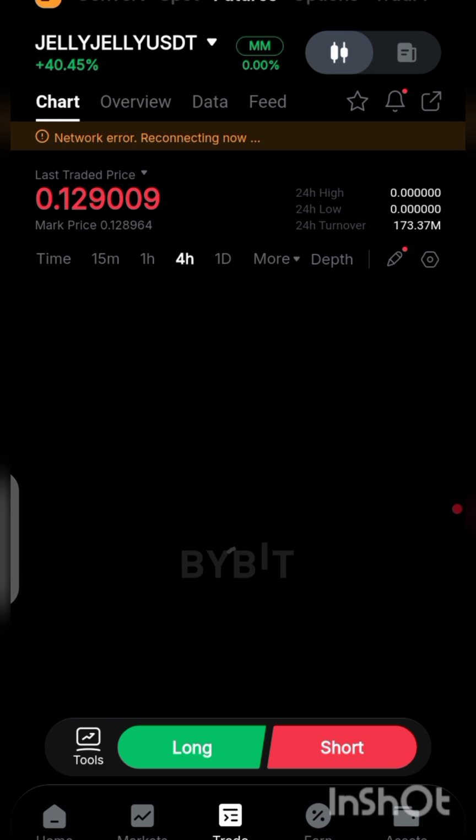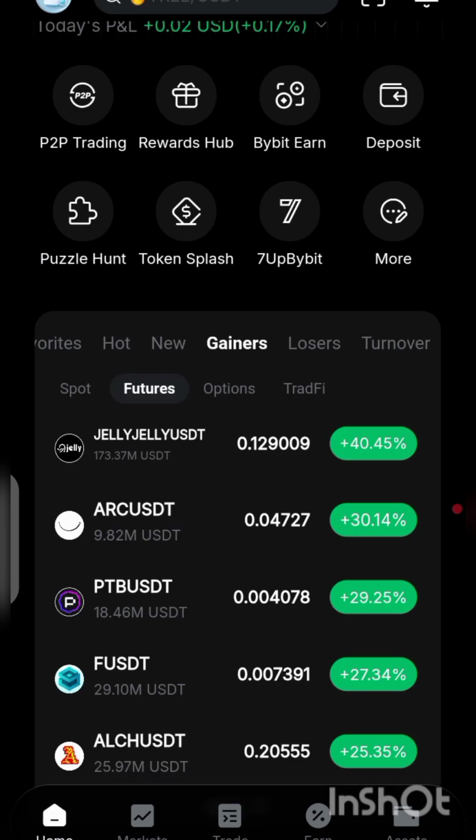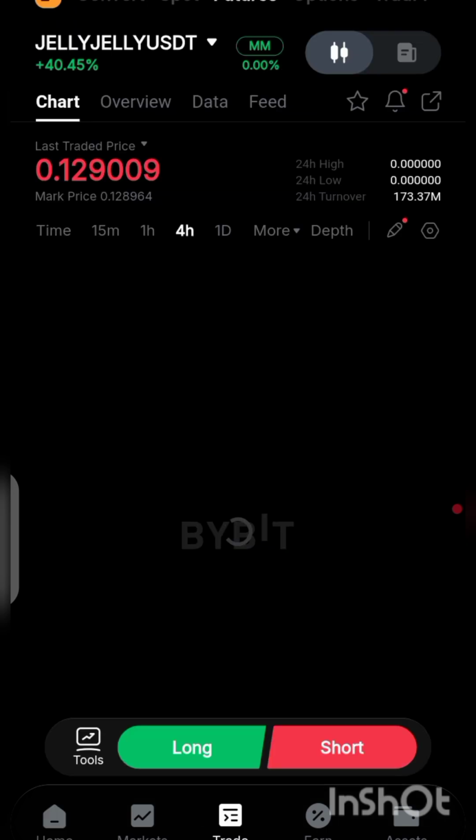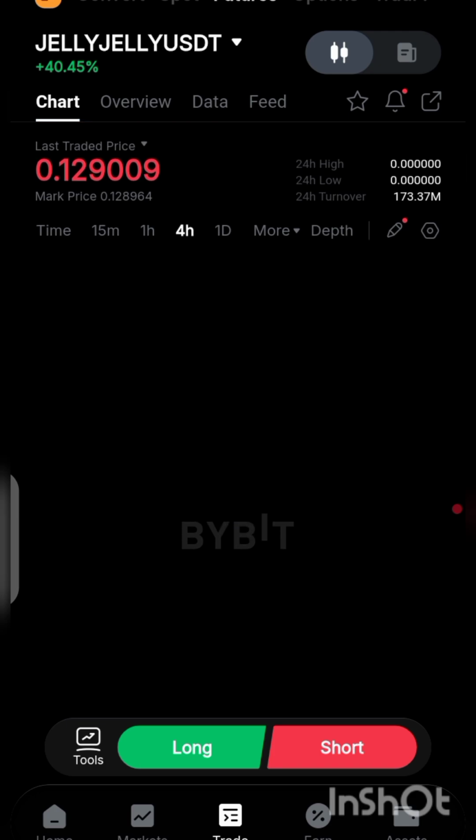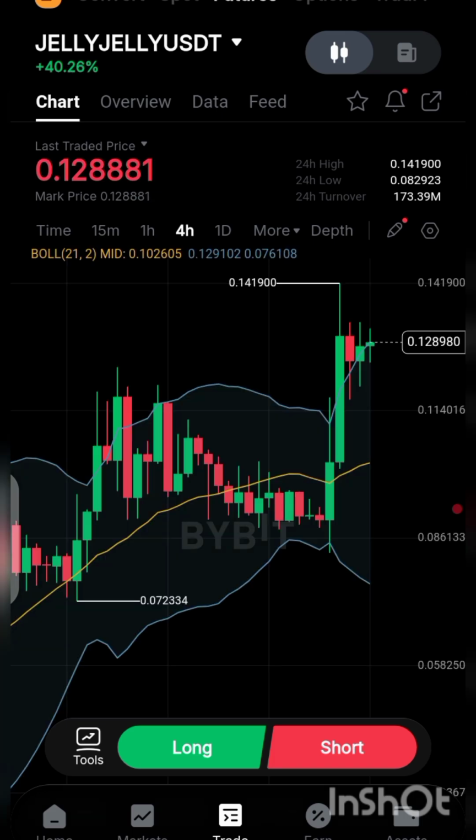So what I have to do now is to check the reason why this particular coin is going up, for me to know if the coin is actually going to continue going up. That will determine if I'm going to long the market or short this particular market. And this particular bot that we are using is actually doing a very great job.